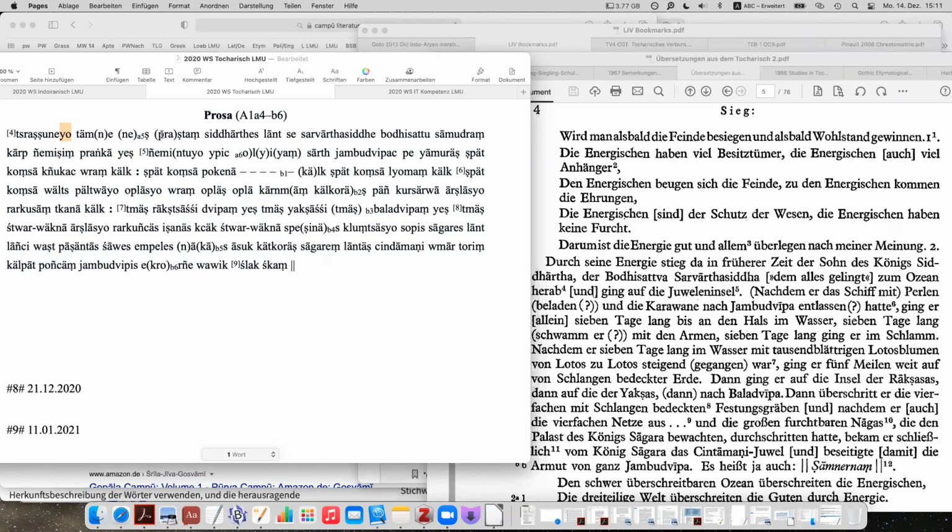So prasht. So you see in round brackets are actually the emendation or restoration by the editors or by the translator. And prashtam actually means the time. Yeah. So in earlier time. Okay, so this is again a locative singular. And then Siddhartha, Siddharthes, this is a genitive singular ending from Siddhartha.